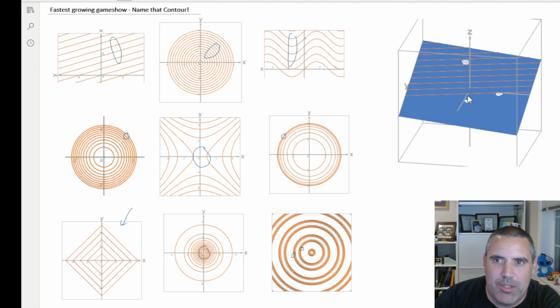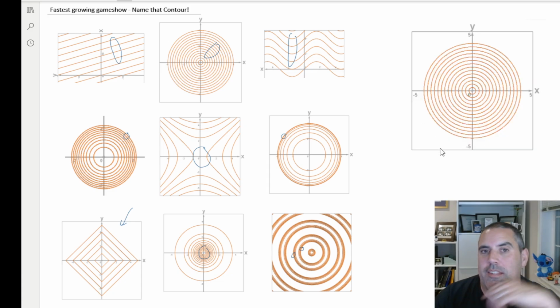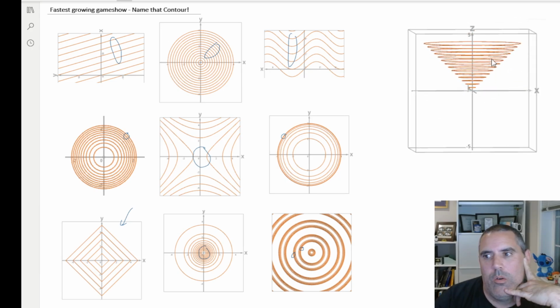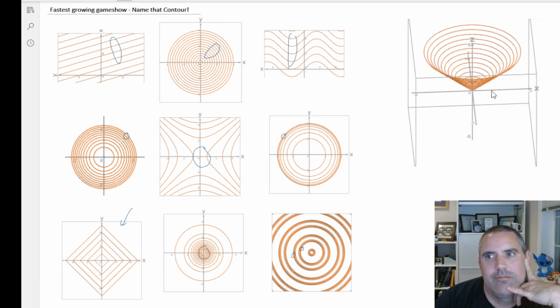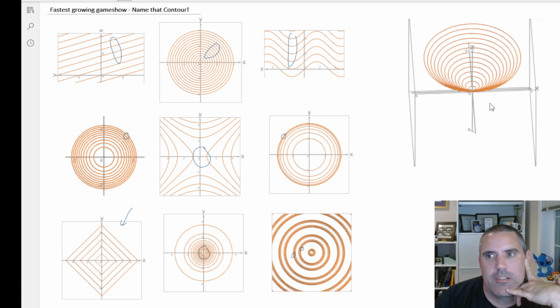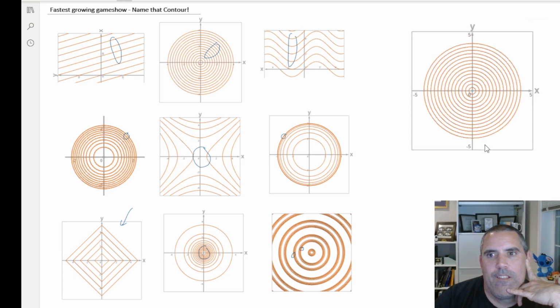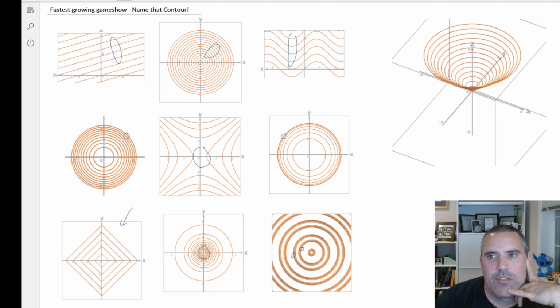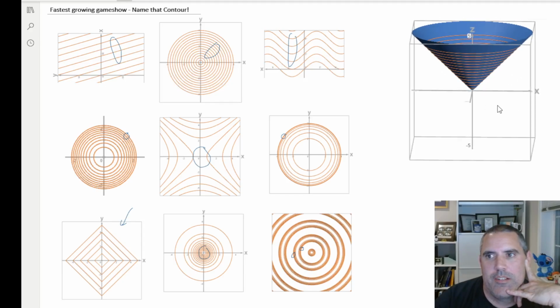Okay, let's keep playing this game. So here we go to the next one. What do you think that is? Equally spaced lines. What could it be? Let's tilt it up and see. Oh, it's a cone. It's this cone. Cones have these things go up at a constant rate. All right, did you get that cone? It's just the upper cone I showed you there, but there it is.